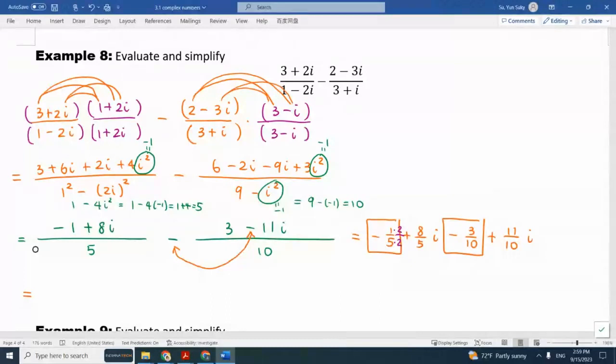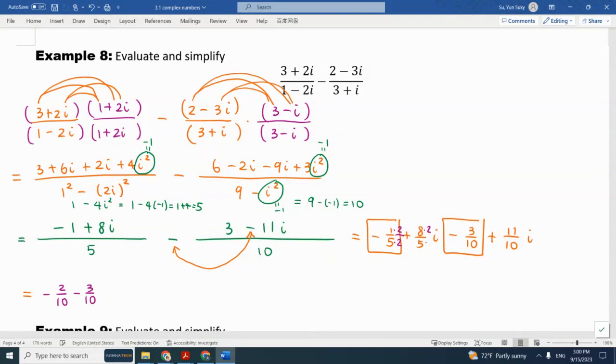Let's do it slowly here. To add or subtract fractions, make sure we have the common denominator. So this is minus 2/10, right, everybody? Minus 2/10. And then the other one is minus 3/10. You group them together. And then the i, you group them together. What's the common denominator? 10.